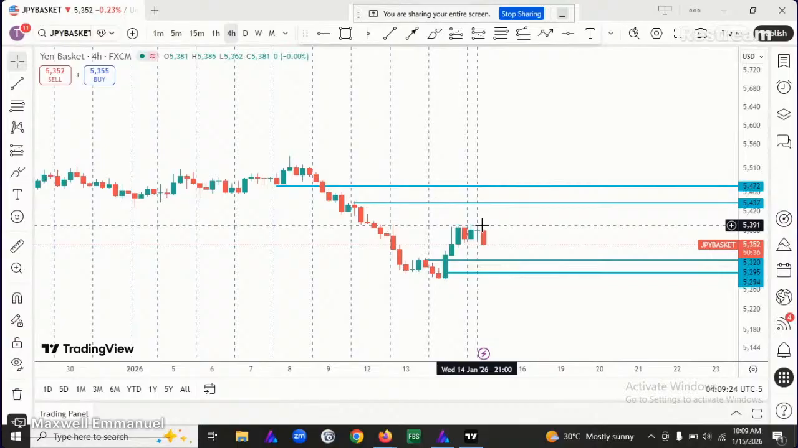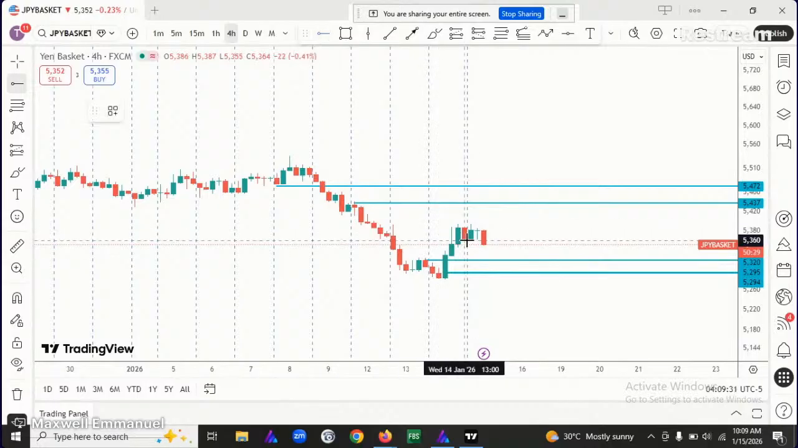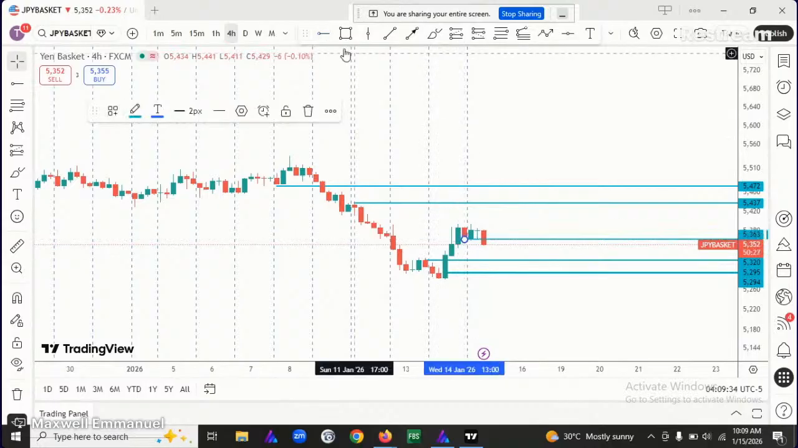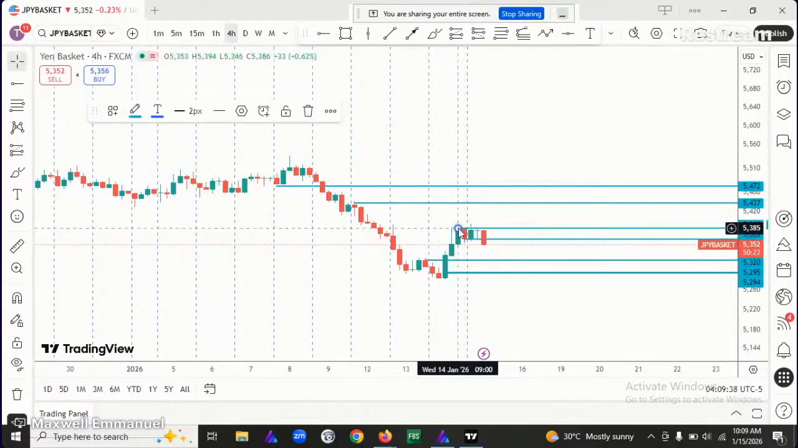It's created a resistance here and a support here. And I think right now its price is below. You can see there's a breakout from that support. So if this current 4 hour candle closes below this support, there is a higher probability that yen might just keep selling. So that's my take on the yen basket.